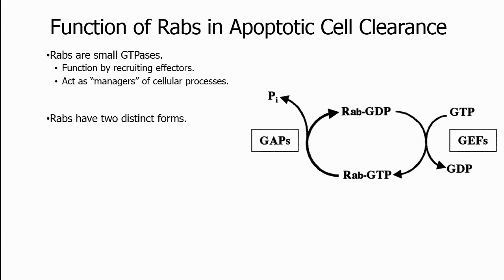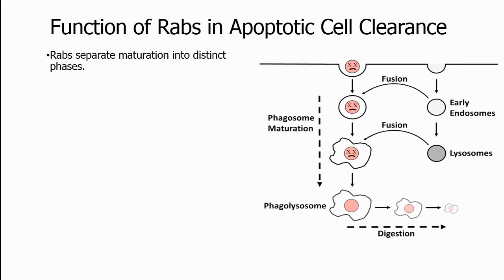Now, key to this process of apoptotic cell clearance are small GTPases known as Rabs. And they basically function by recruiting effectors. And they don't really act directly, but rather act as managers of cellular processes. And they do this by alternating between two distinct forms: an inactive RAB-GDP form and an active RAB-GTP form.